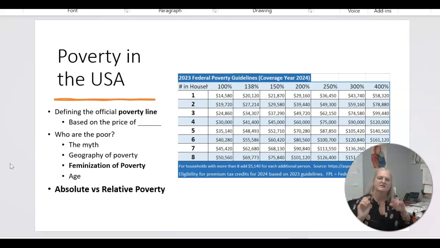The difference between absolute and relative poverty, this is mentioned in your OpenStax textbook. Absolute poverty is going without your basic needs. Relative poverty is when we compare ourselves to the people that are around us. So you'll hear people say, well, a poor American is not poor compared to a poor person in Sudan. Well, that is absolutely true. A poor rural woman probably has more creature comforts than a person that lives in Sudan.